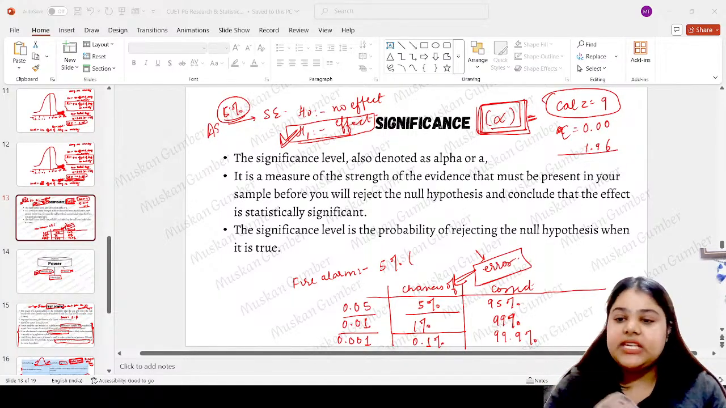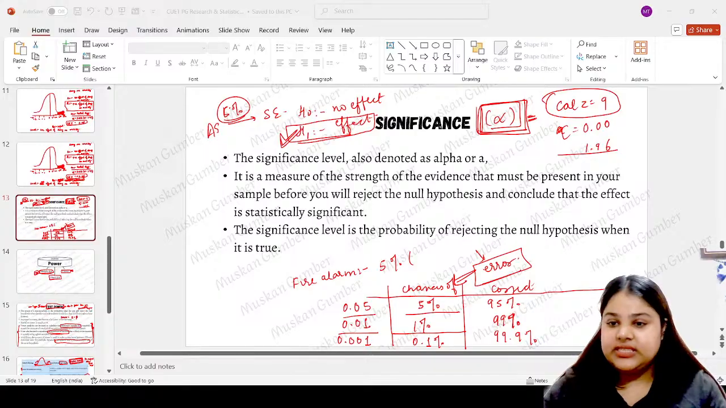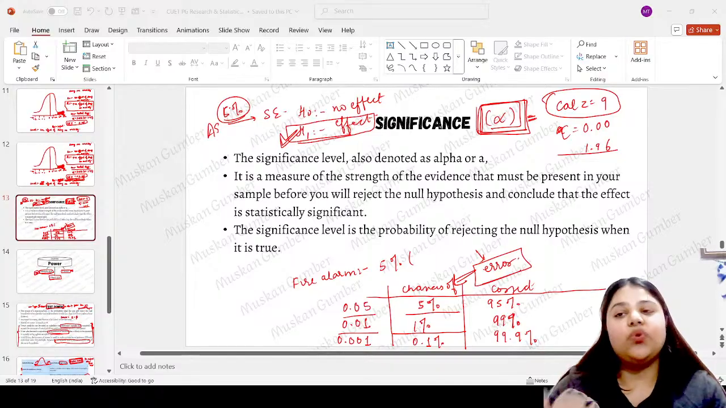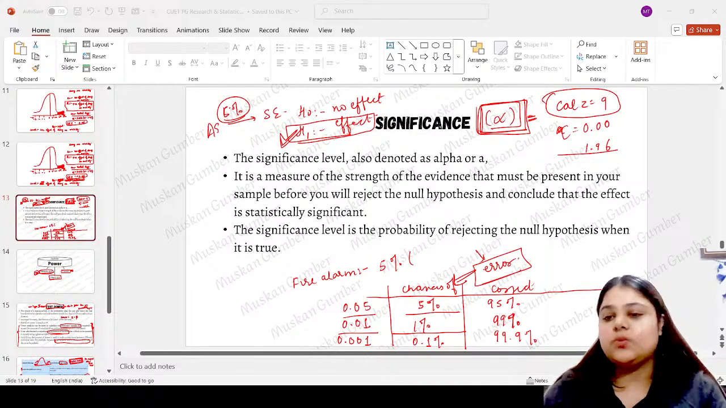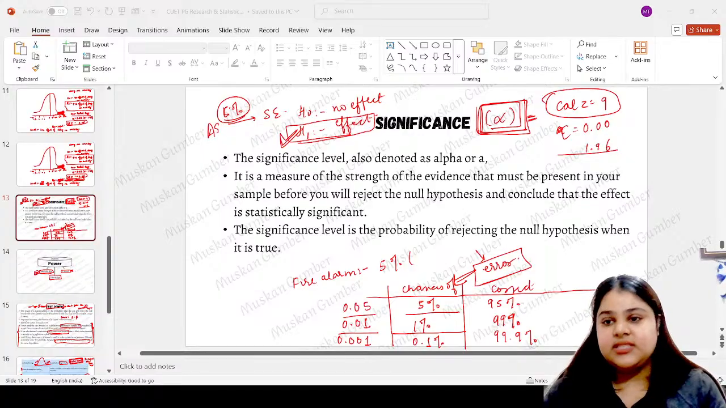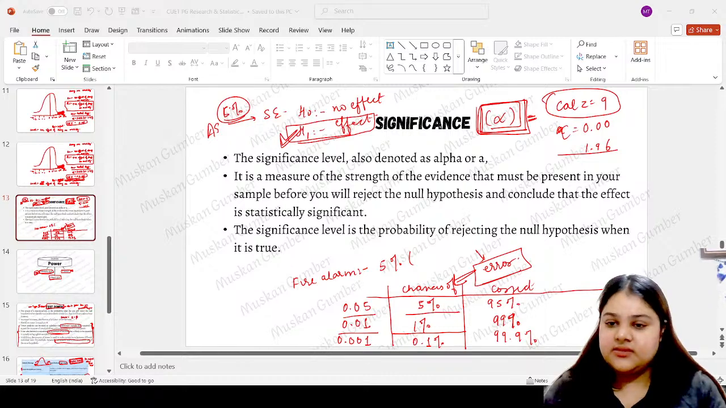critical regions on either of these sides, then it will show me that yes, there is actually an effect and there is no random chance that my result would be true. That is why we reject our null hypothesis in the critical region. Clear?